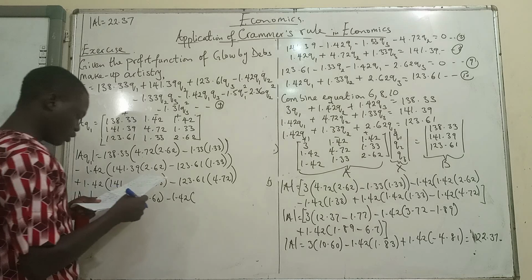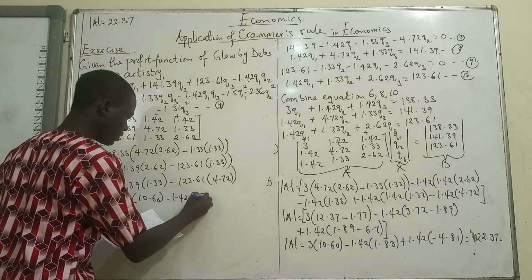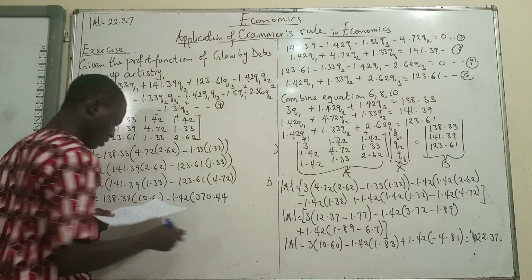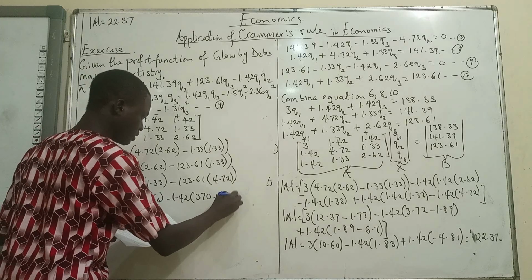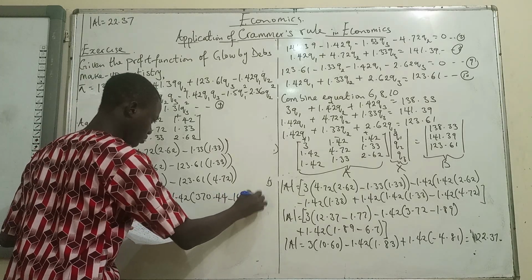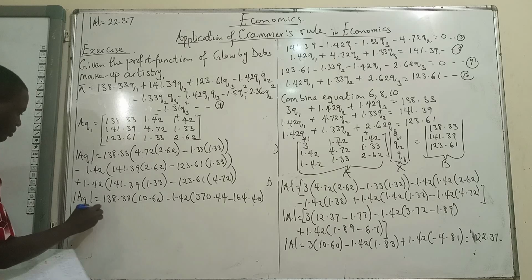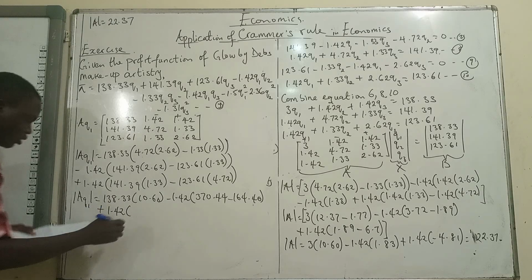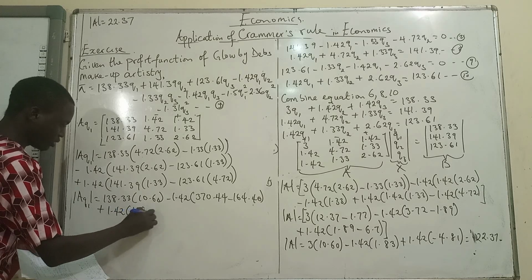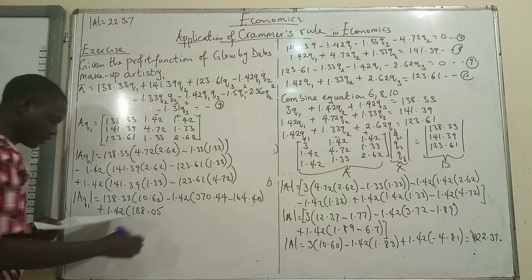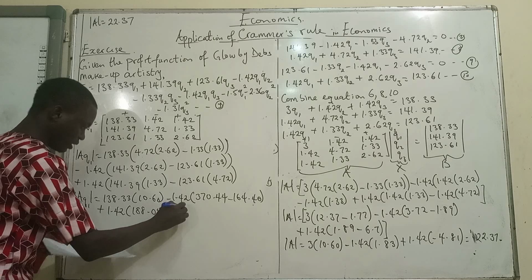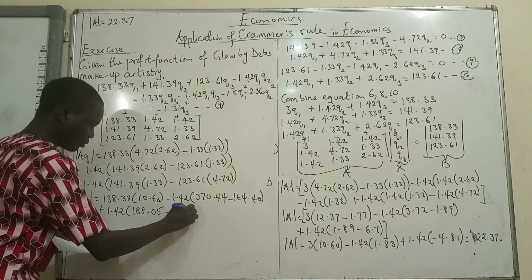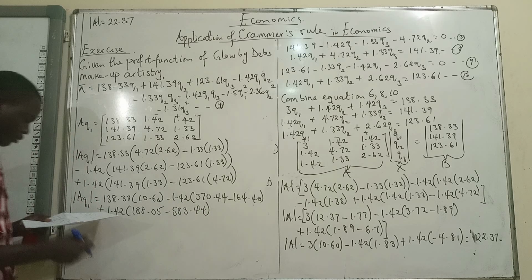So minus 1.42 into bracket 370.44, minus 164.40, then plus 1.42 into brackets 188.05, minus 583.44. Okay, that's what we have there.